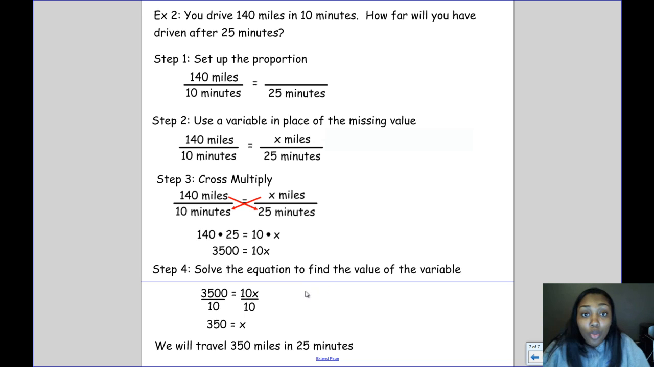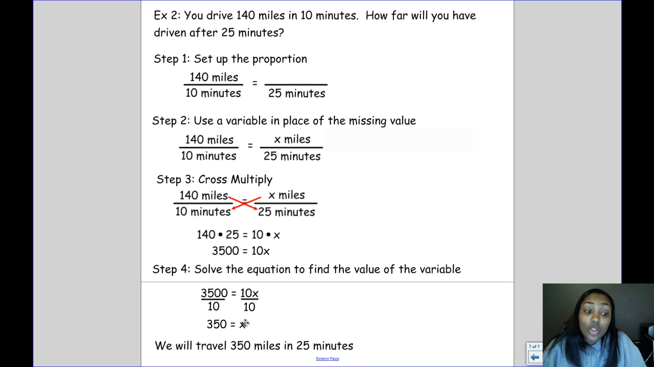Then our last step is that we have to actually solve the equation. And we learned this earlier in the year, how to solve an equation. So we want to figure out what X is, what our missing number is. So that means because 10X is a symbol for multiplication, in order for us to figure out what X is, we have to use the opposite, which is division. So we're actually going to divide by 10. And whatever we do on one side, we have to do on the other side to make sure that our equation is balanced. So we're going to do 10X divided by 10, which leaves us with just X.